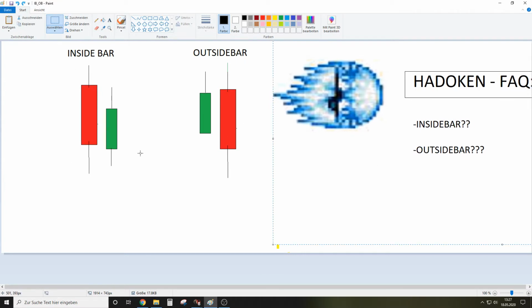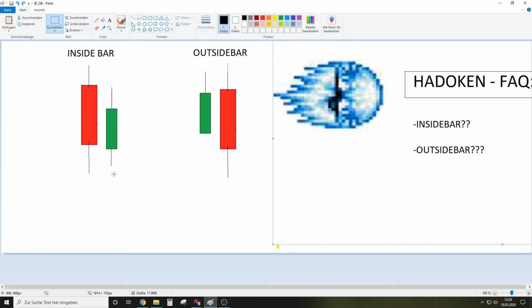The inside bar, basically you just look at it and you think, what could be the definition of an inside bar? So you take this bar, you compare it to the one before, always. And you see that the high must be lower than the previous high, and at the same time the low must be higher than the previous low, so that it is fully contained within that bar. I think this is pretty clear.